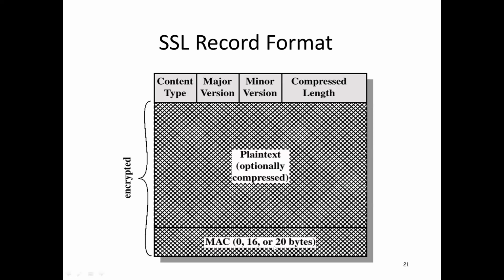So coming to the next SSL protocol, it is called the SSL record format. The SSL record format basically has various fields. The first field in a record format is the content type, next we have the major version, then the minor version, then the compressed length, then the plaintext that is optionally compressed, and then we have the MAC. MAC can be 0, 16 or 20 bytes. All these are in encrypted format.